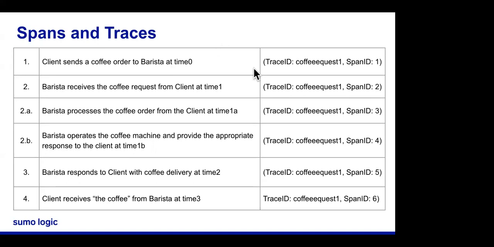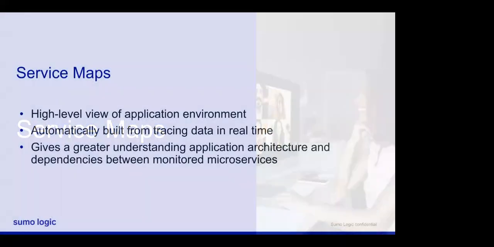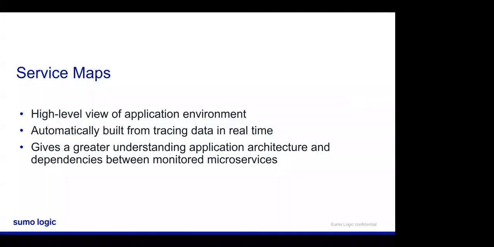But within a specific trace, I have a series of microservices events that occur. Again, the client ordered the coffee. The barista receives the request. These are spans. So spans are within a transaction, a specific transaction. Spans are the actual points of that transaction. So there's traces and there's spans. And so the first thing I'm going to introduce you to is service maps.